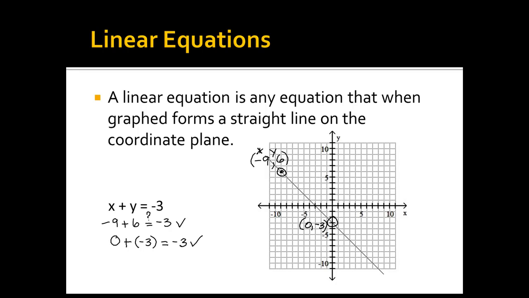So any point on this line is a solution to this equation. When we graph an equation, we get a line that includes infinitely many solutions for that equation. The line continues on infinitely in both directions, so we really can't say we know what all the solutions are, but we can know that all the solutions would lie on that same line.